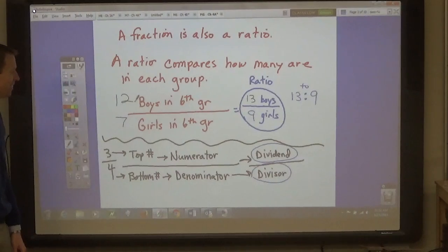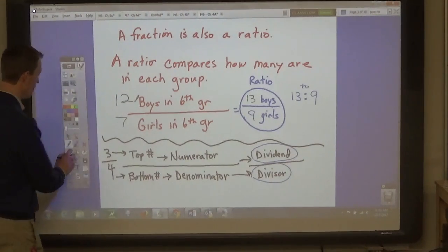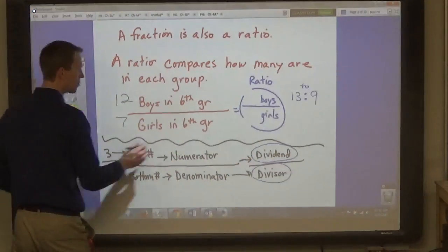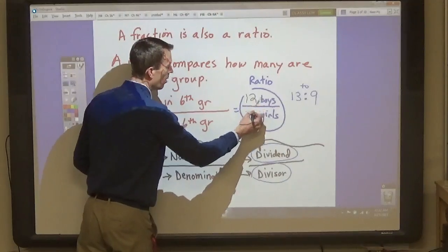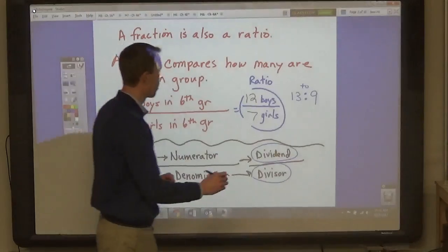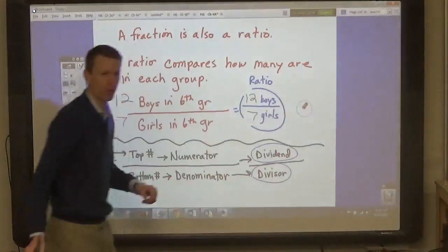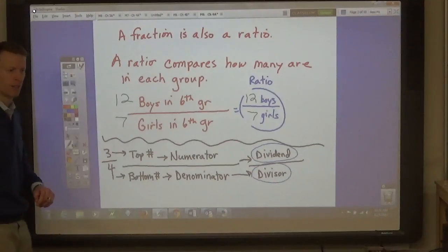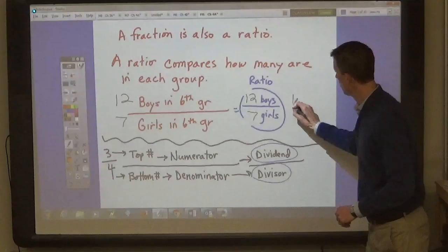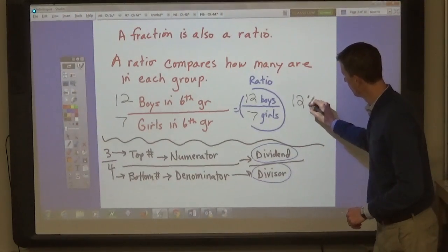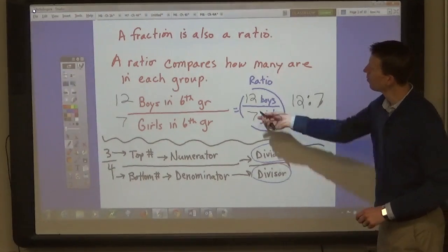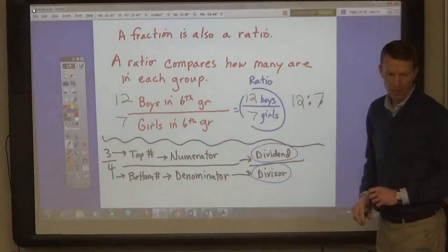12 boys. So the ratio of boys to girls is 12 to 7. Okay? Or how could you write that with a colon in between? Because boys is on the top, so you do 12 first. Yep. 12, and then you do a colon, and then you do 7. Yep. So that's written as a ratio. Okay?